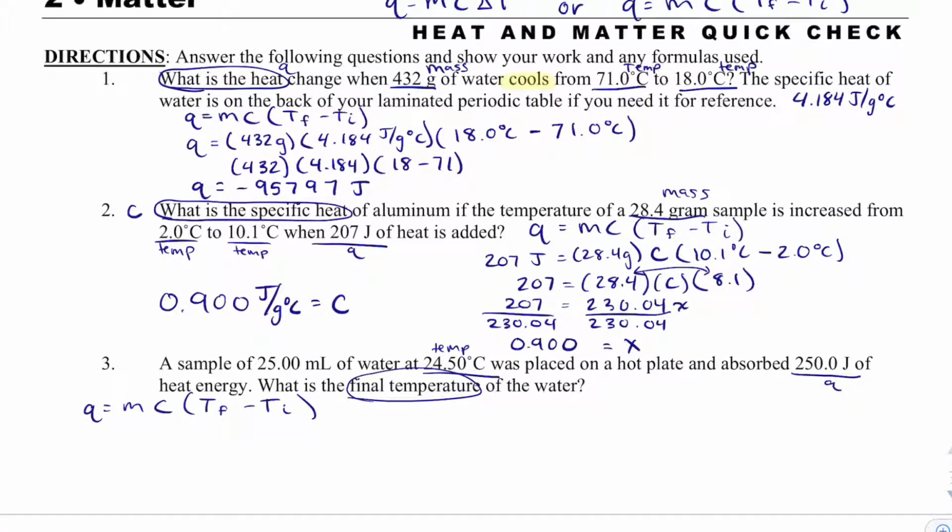I'm going to plug in what I know. 250.0 joules equals our mass. Now, because I'm solving for final temperature, my mass must be given somehow. And here's what's a little bit tricky on this one. 25 milliliters of water, if you remember, the density of H2O is 1 gram per milliliter. So I could just convert really quickly. If I have 25.00 milliliters, for every 1 milliliter of water, that's 1 gram of water, and so that really is 25.00 grams. That's a little bit tricky.